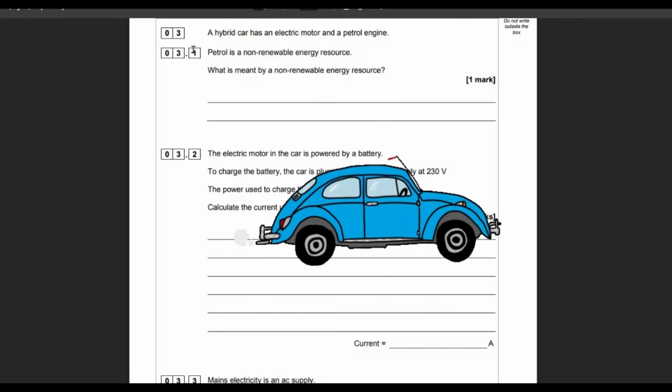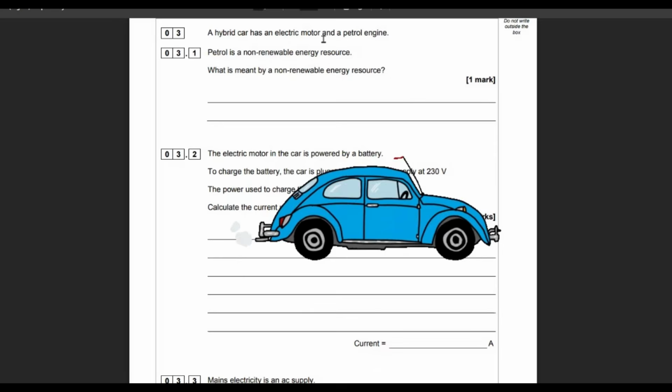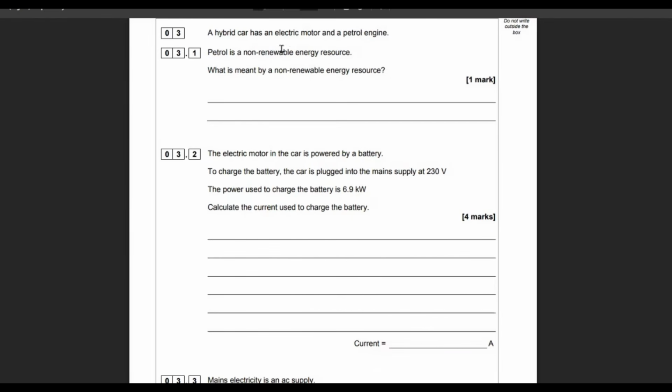Okay, so question three. A hybrid car has an electric motor and a petrol engine. Petrol is a non-renewable energy resource. What is meant by non-renewable energy resource?